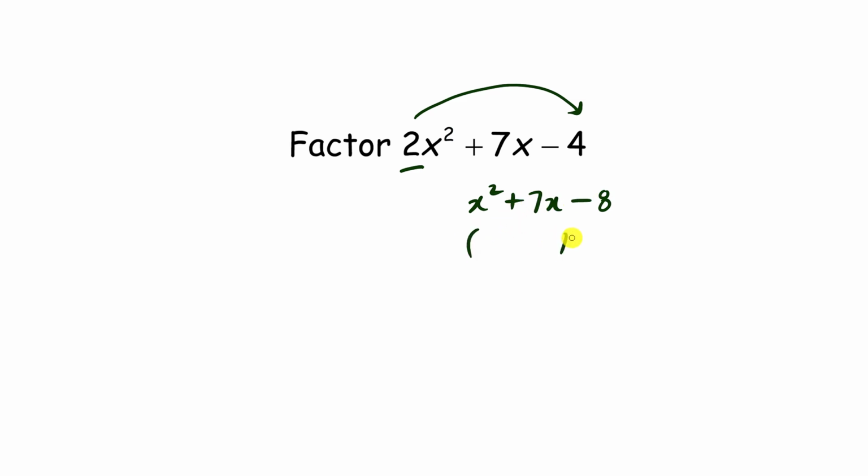And now we're going to factor normally. x times x is x squared. And the question is, what times what is -8? Let's try 8 and 1. We can see a +7 here, so we put the plus sign on the larger number. And the minus sign goes here. And so this is factored.